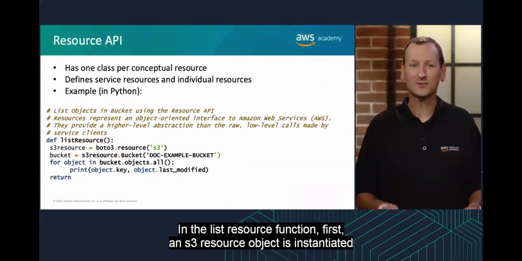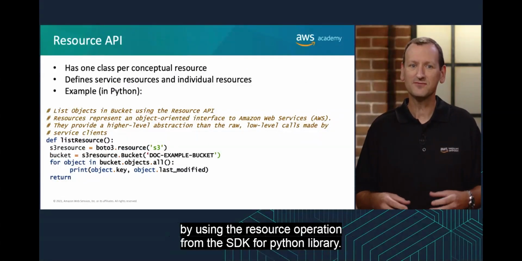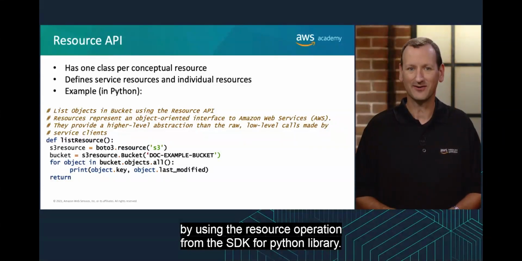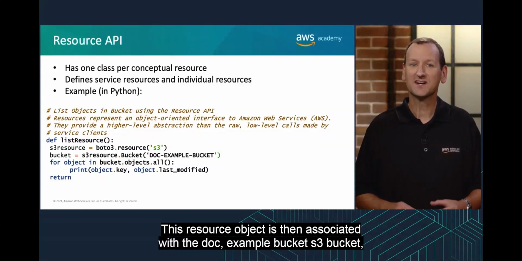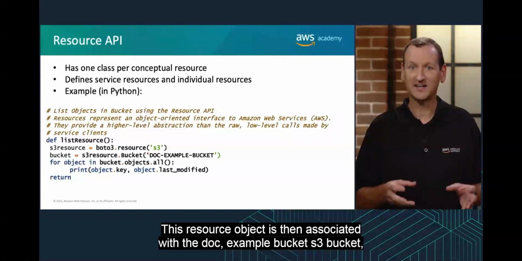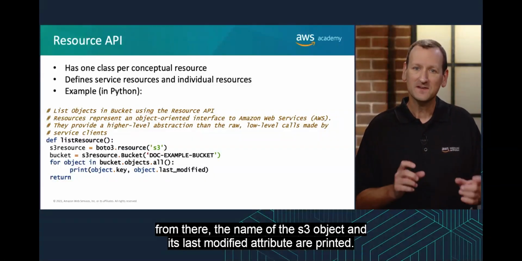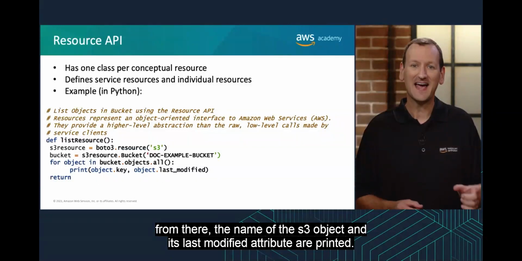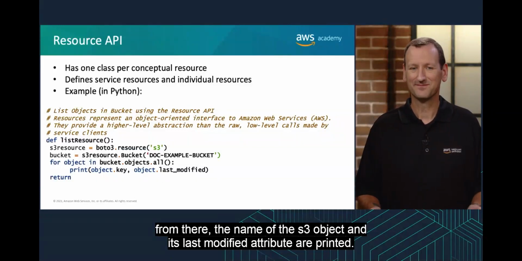In the list resource function, first, an S3 resource object is instantiated by using the resource operation from the SDK for Python library. This resource object is then associated with the doc example bucket S3 bucket. From there, the name of the S3 object and its last modified attribute are printed.